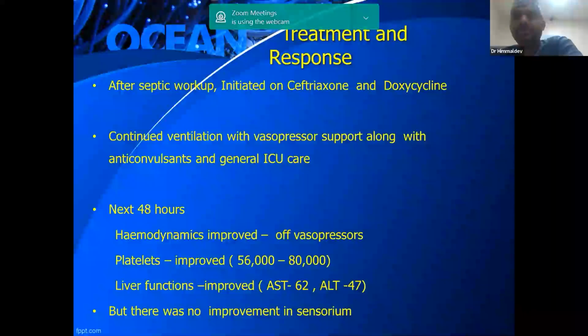So this was continued. And if you look at the next 48 hours, his blood pressure improved. He was taken off noradrenaline. His platelets improved to 80,000. Liver functions also gradually improved, but there was no improvement in sensorium. He was moving all four limbs, but he remained in a very agitated state, with altered sensorium.